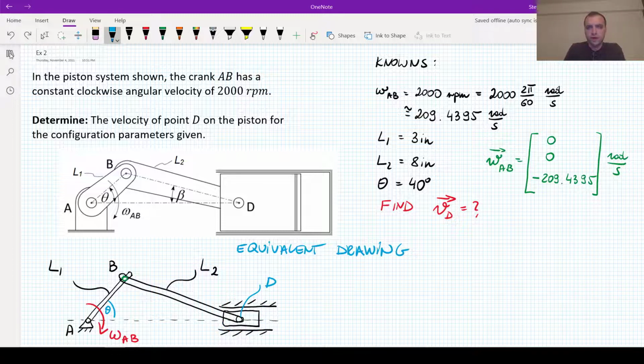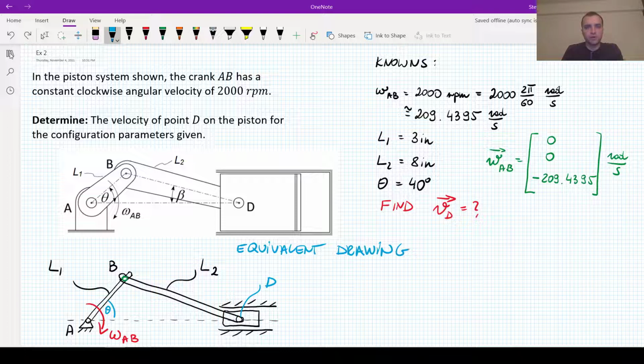What do we know? Aha, we know the lengths L1 and L2. We know that this theta is 40 degrees. And we also know that body AB has clockwise velocity, omega AB, which was 2000 RPMs, but I just converted it to radians per second. Please also observe that if we would like to express this value vector-wise, we should put minus in front of 209.4395. Why should we put minus here? Because they told us in the problem statement that this omega is clockwise, so it rotates in a negative fashion.